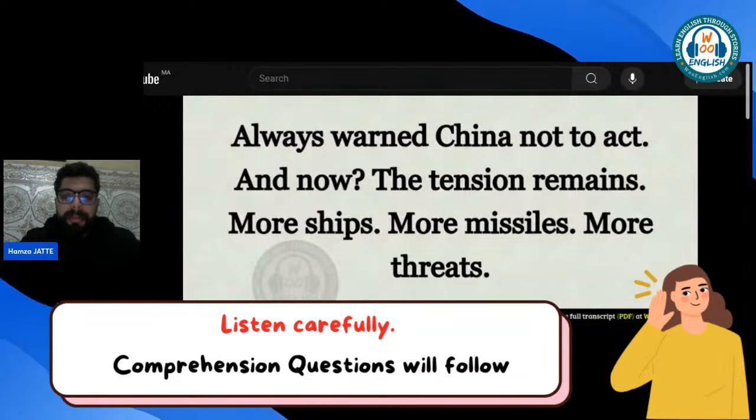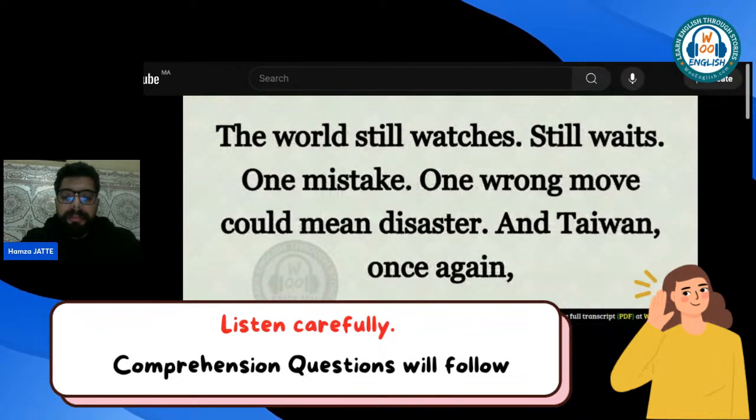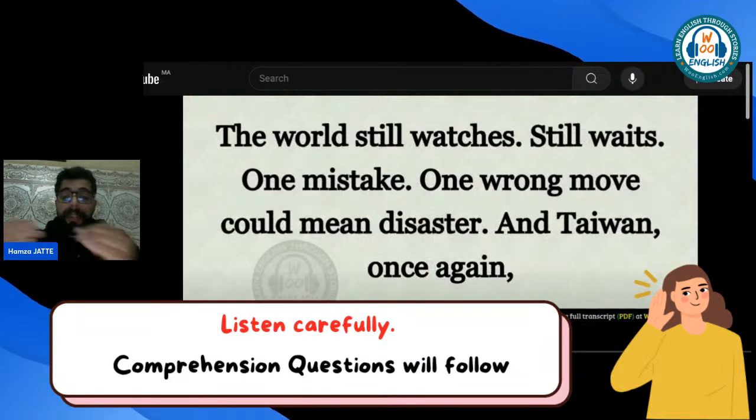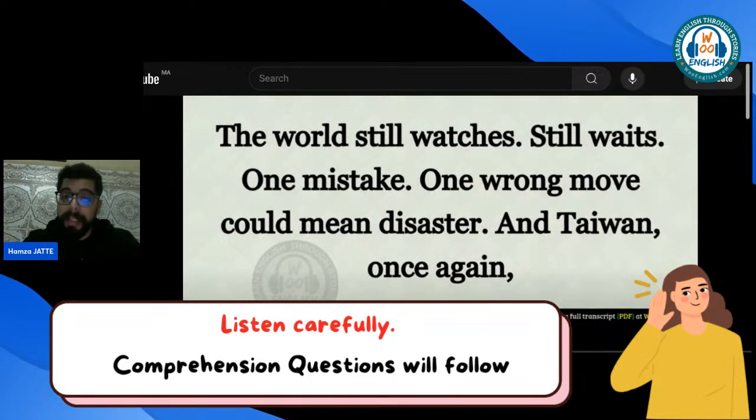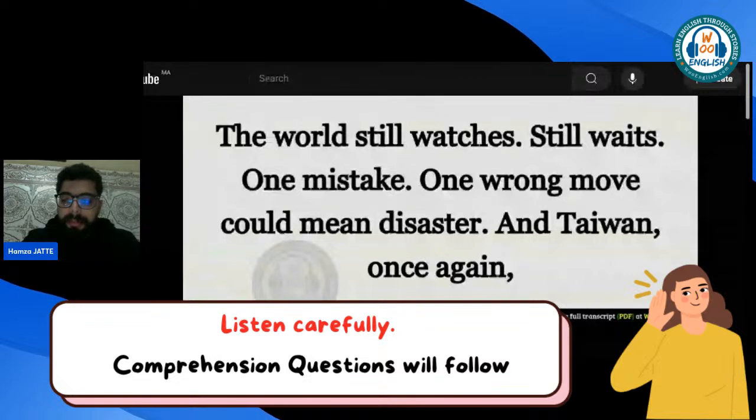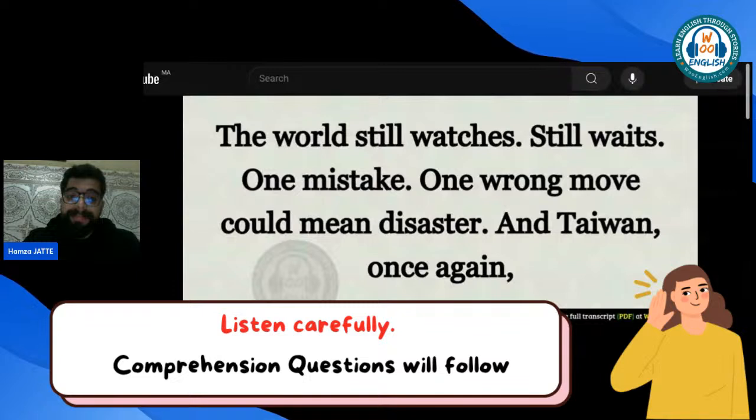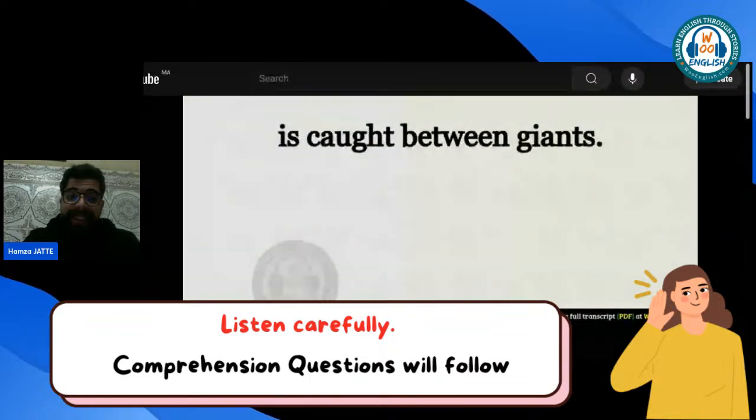And now? The tension remains. More ships, more missiles, more threats. They are not actually fighting, but they have a lot of armies around Taiwan. In case China attacks Taiwan, mostly the United States will try to defend it. The world still watches, still waits. One mistake, one wrong move could mean disaster. And Taiwan, once again, is caught between giants.